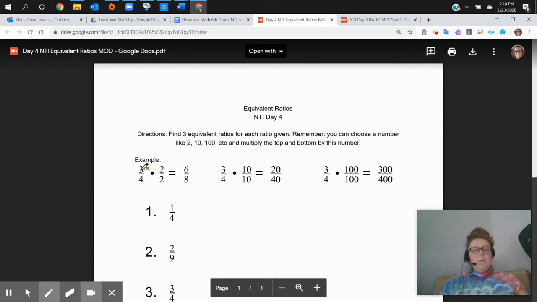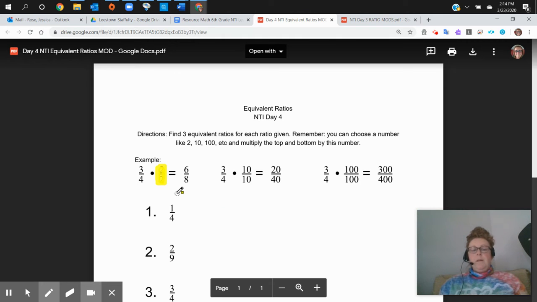So my ratio that I'm working with in my first example is 3 to 4. Okay, 3 to 4. So our goal is to create 3 ratios that are equal to the ratio of 3 to 4. So in my first example, I chose 2. When you choose a number, you want to make sure you're going to multiply by 2 at the top and multiply by 2 at the bottom. I just want to highlight this. You do have to use the same number at the top and the same number at the bottom.